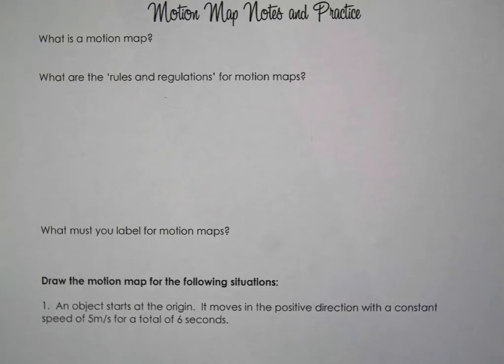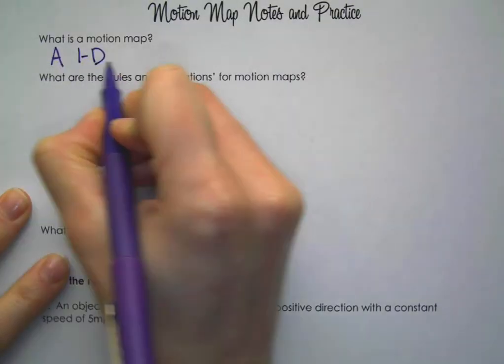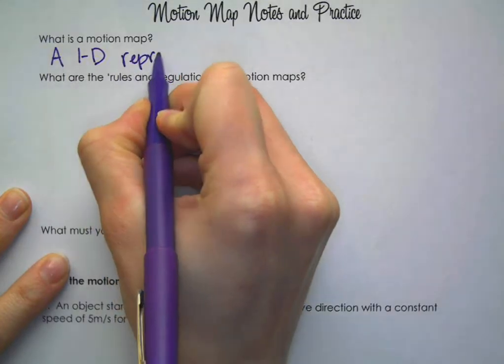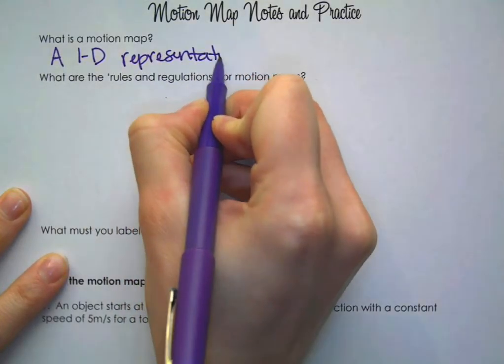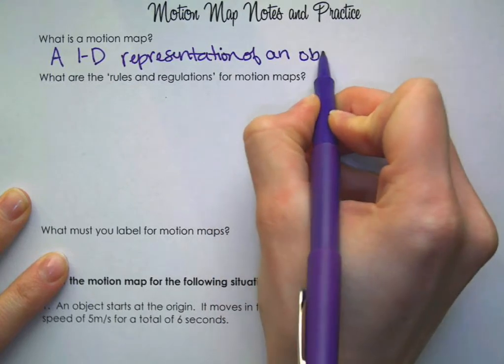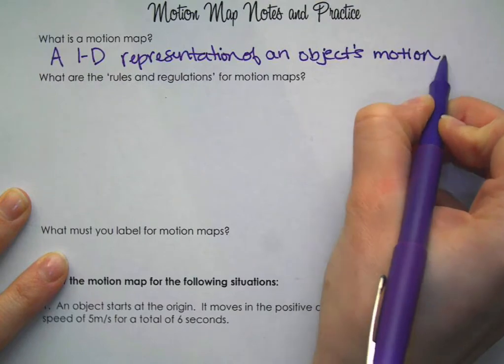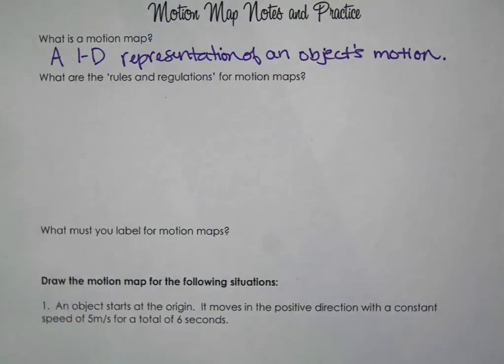So what is a motion map? A motion map is a one-dimensional representation of an object's motion. Just another way for us to look at it. There are a few rules and regulations, and what I mean by rules and regulations are kind of the systematic way that we approach this.